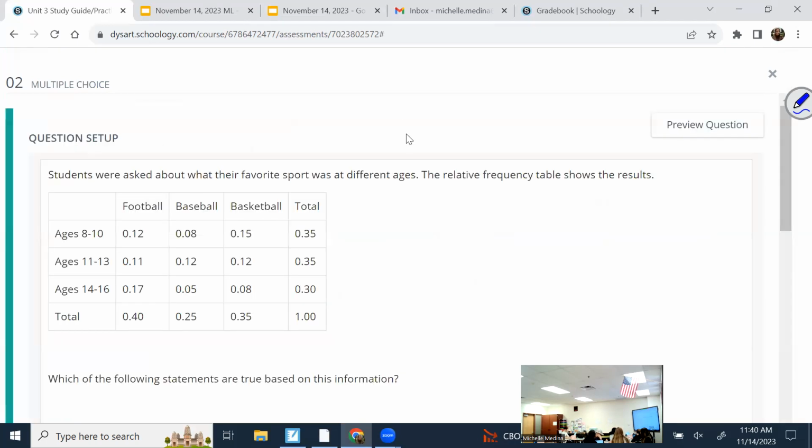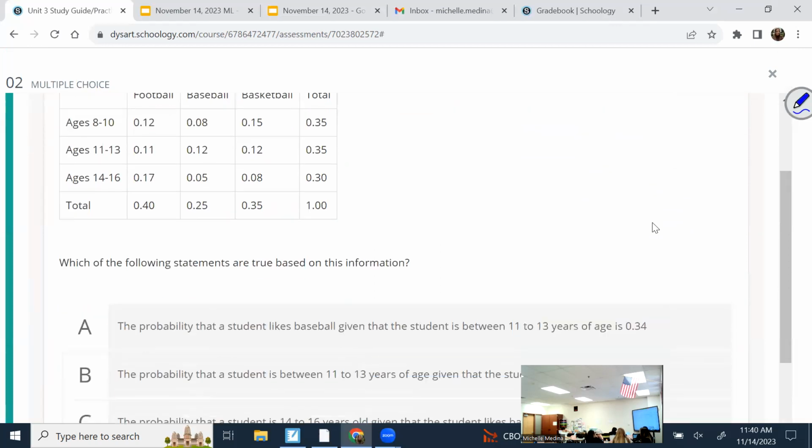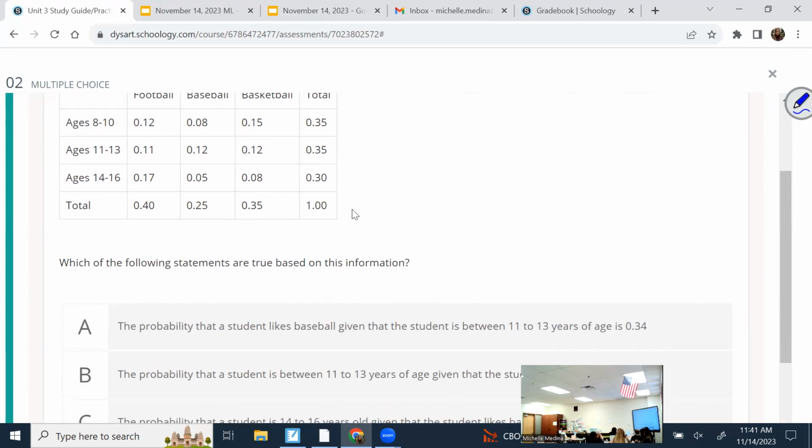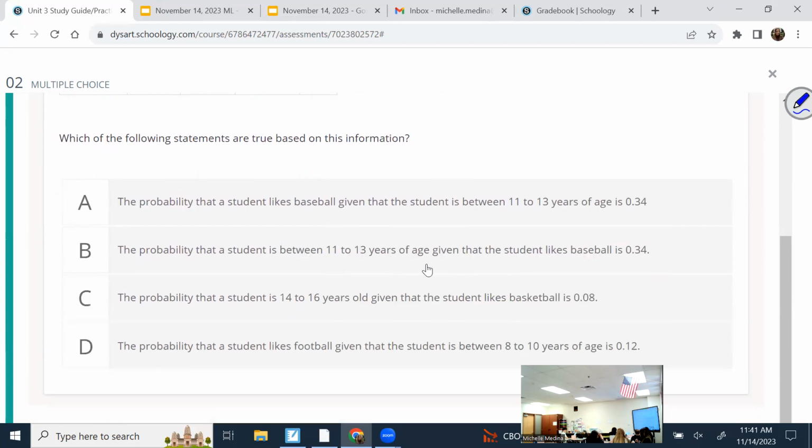Okay, so students were asked about what their favorite sport was at different ages, the relative frequency table, and know that relative frequency just means that it's going to be displayed as a decimal or percent. But it shows the results. So don't get confused by that. It's not telling us how many were surveyed, but just know the math is still going to be the same. Okay, so when it says which of the following statements are true based on this information, you just have to read each of these carefully.